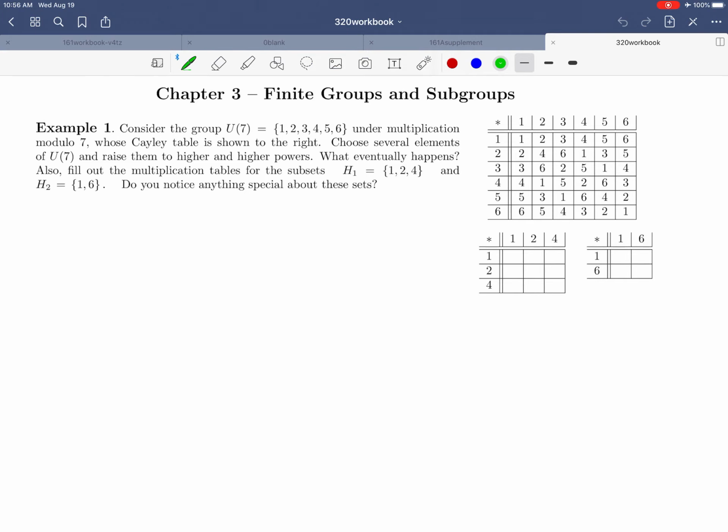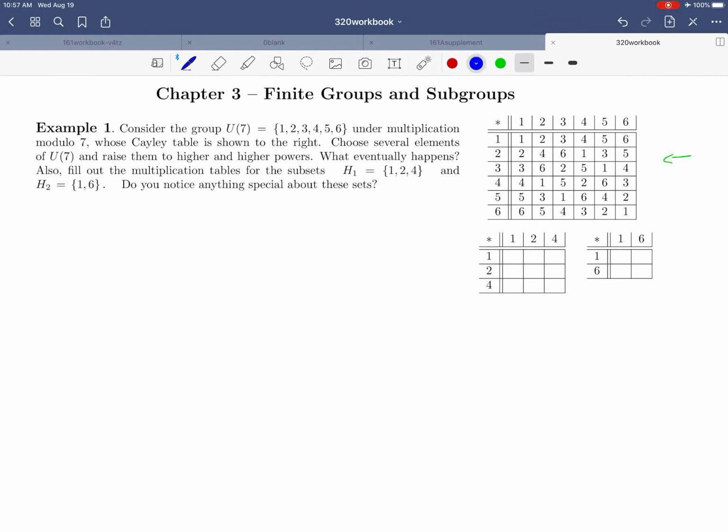In example 1, we are looking at the group U7, the group of units mod 7, and you can convince yourself that the group includes 1, 2, 3, 4, 5, and 6. The operation in this group is multiplication modulo 7. The Cayley table is already filled out over here on the right, so we can use that to help us quickly find answers about multiplication in this group.